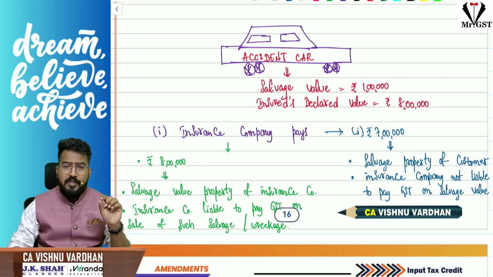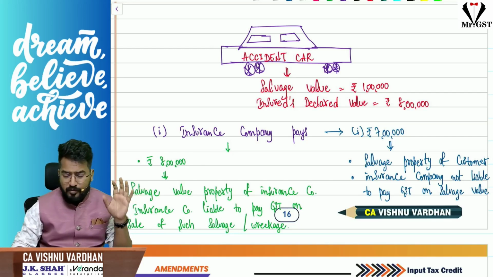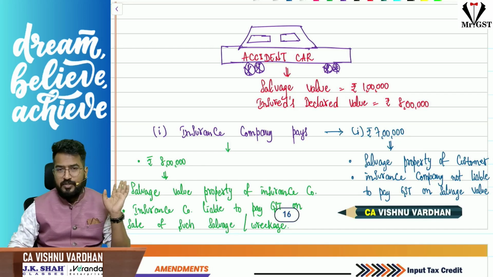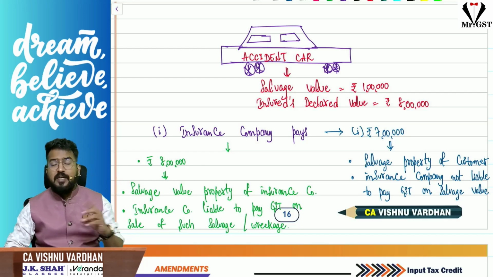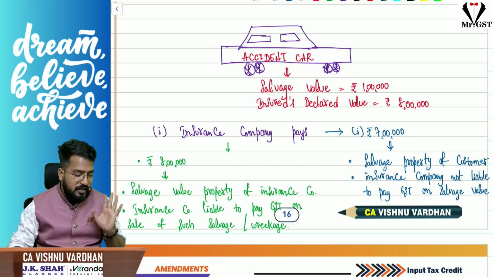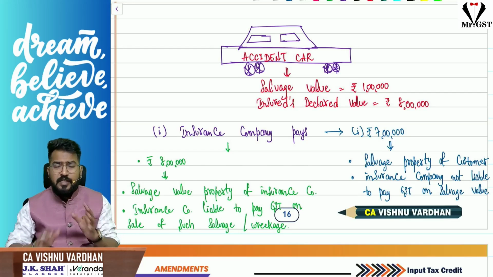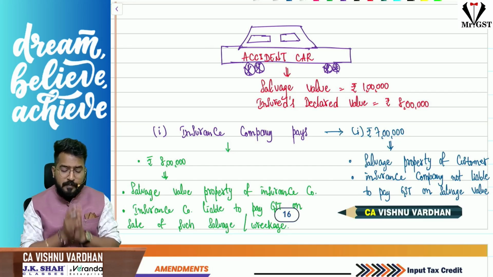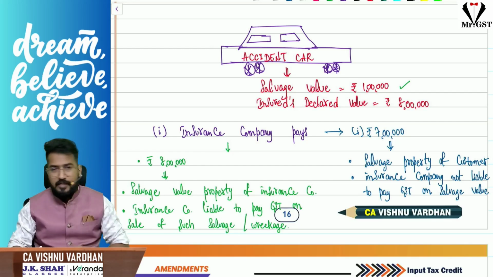Now imagine while taking insurance on the car, that fellow has declared the value of the car as 8 lakh rupees, and on that he has taken insurance. So now this car is subjected to accident, completely gone. Now there is total loss, and if you sell that now, you will get 1 lakh. That is the salvage value or wreckage value of that car. Now what is the insurance company paying to the customer? Based on that, the tax treatment for this salvage value will be determined.